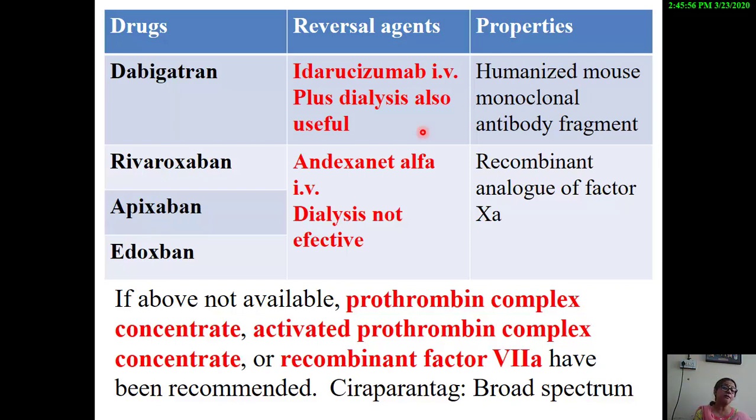Idarucizumab has roughly 350 times more affinity for dabigatran as compared to the affinity dabigatran has for thrombin. So this makes this particular compound useful. Dabigatran and idarucizumab, it's a tongue twister, these complexes which are formed are excreted by the kidneys. Plus, in the case of overdose with dabigatran, one other option which we have is to do dialysis.